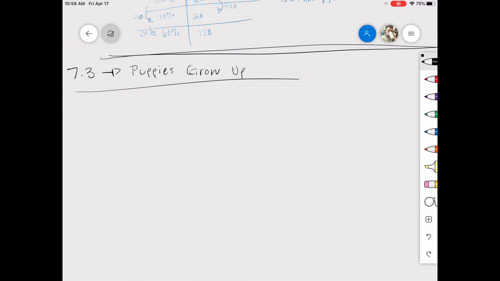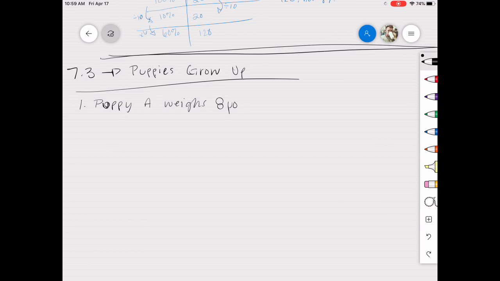We have puppy A weighs 8 pounds right now, and that is 25% of its adult weight. As you can see, my user apparently circles on this program. So puppy A weighs 8 pounds, and those 8 pounds is 25% of its adult weight. How much will the puppy weigh when it's full grown? That's what we need to try and figure out.